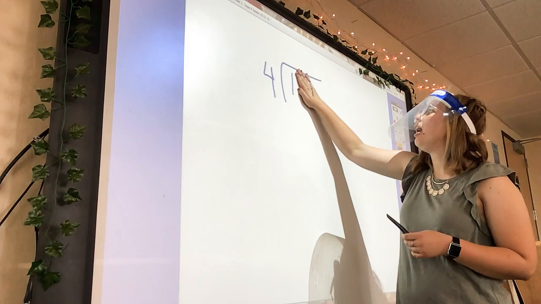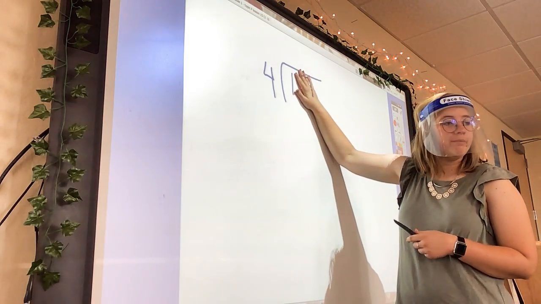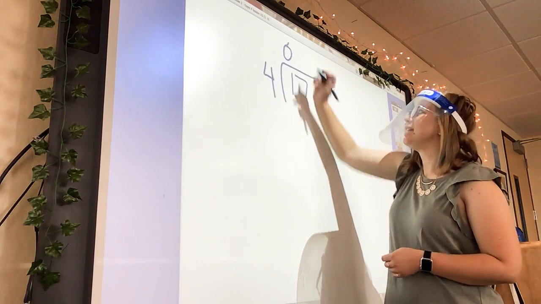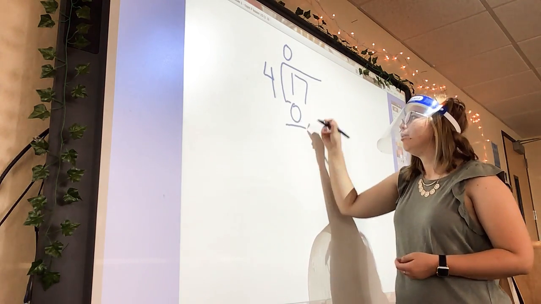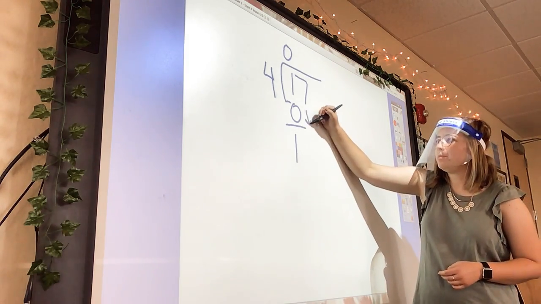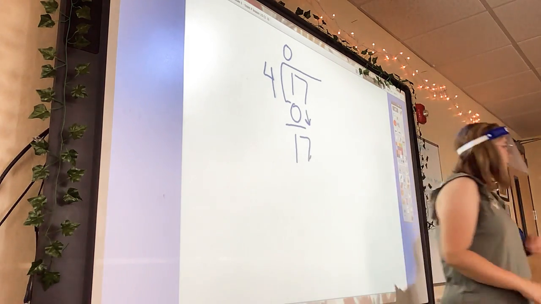Yeah. Great. Can 4 go into 1? No. So we're going to put a 0. Okay? So 4 times 0 is 0. 1 minus 0 is 1. Kind of back at where we started. Almost. Bring down that 7. Okay? Catch up with me?